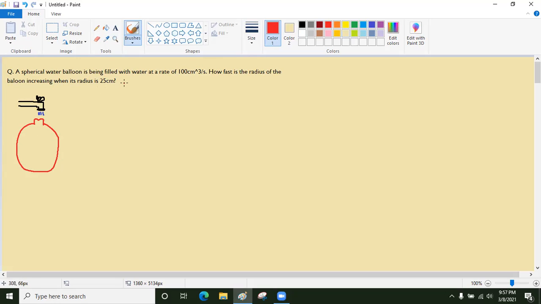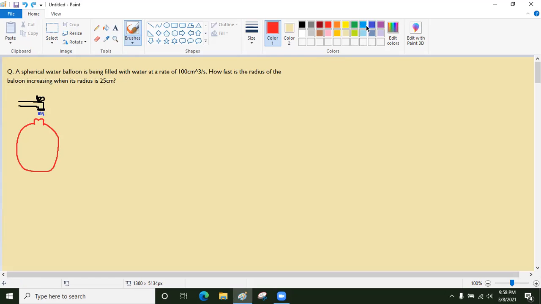So the idea here is to understand that we have a spherical water balloon. It's being filled with water at a rate of 100 centimeters cubed per second, and we're asked how fast the radius of the balloon is increasing when its radius is 25 centimeters. So we immediately understand that since a balloon is a three-dimensional object, we are in fact dealing with a sphere. And characteristic of circular objects, especially a sphere, we have, of course, a radius.